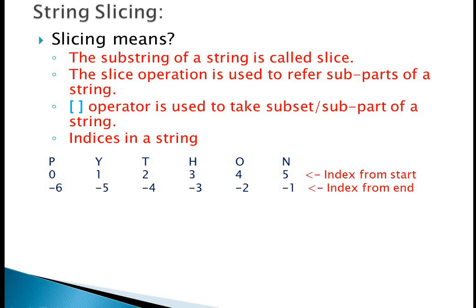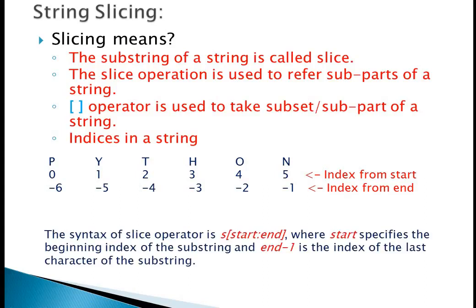Now the slice operator. The syntax of the slice operator is: first mention the string object, here it is S, then opening square bracket, closing square bracket, and inside the brackets, start and end. Here start specifies the beginning index of the substring and end -1 is the index of the last character of the substring. You have to take care here. Though end is mentioned, end is excluded. You will get the end -1 character. We will see using an example.